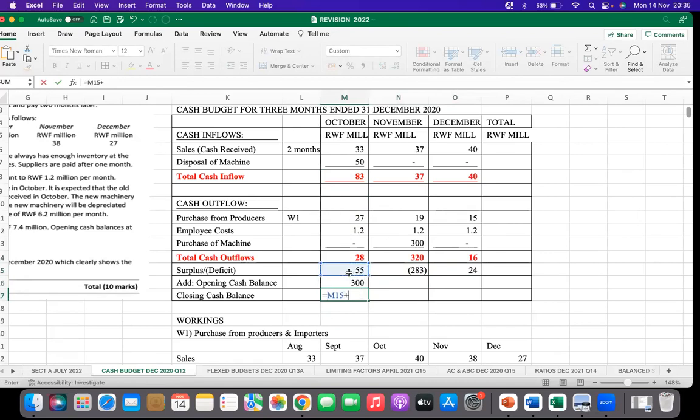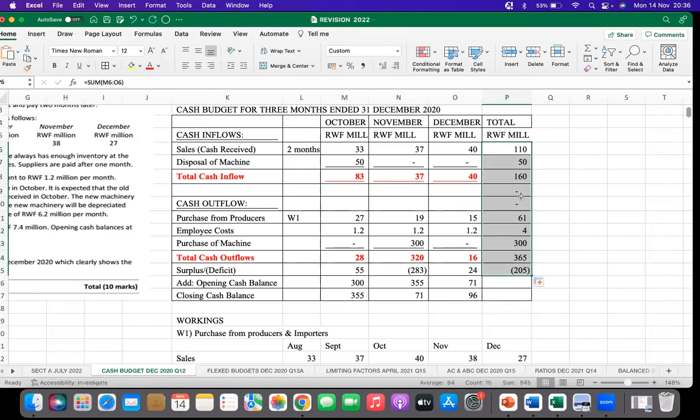Now, surplus plus opening cash gives you the closing cash. Closing cash in October is the opening cash in November. I hope you've understood that. You also get this negative that plus 355. What do we get? 71. Closing cash in November is the opening cash in December. And then we have 24 plus that. It gives you 96. And we can get the totals now. What are our totals? We get them up to there. So we have our cash budget.